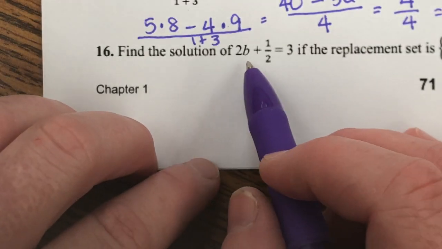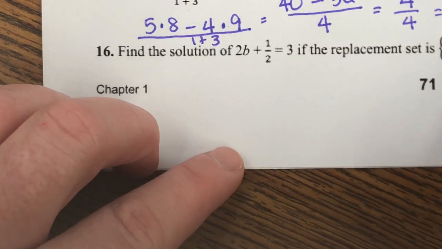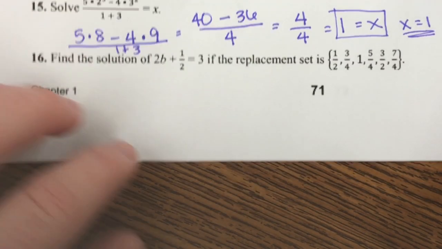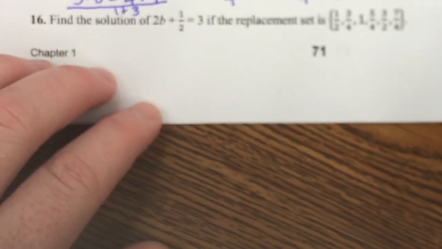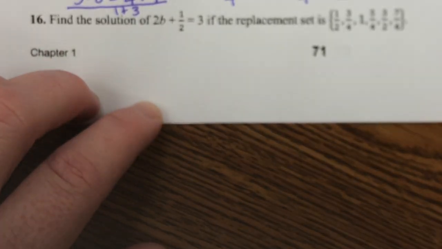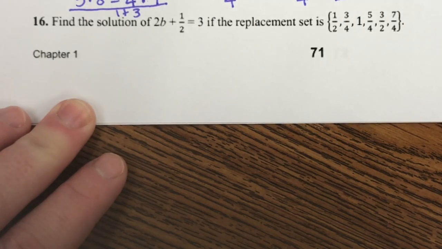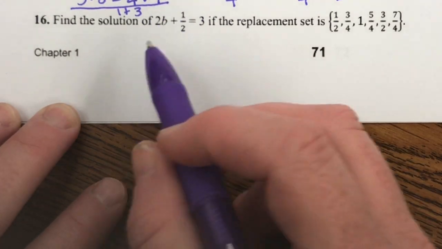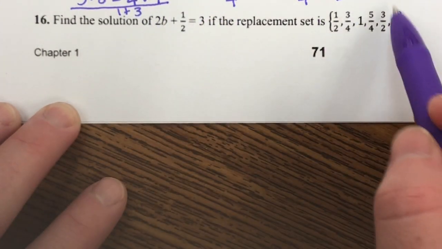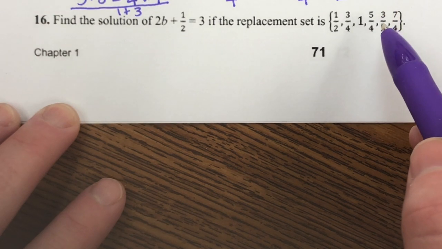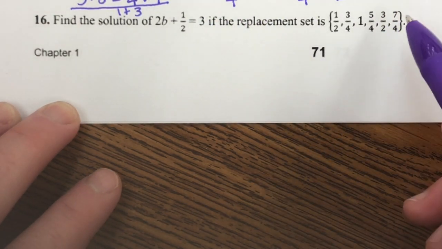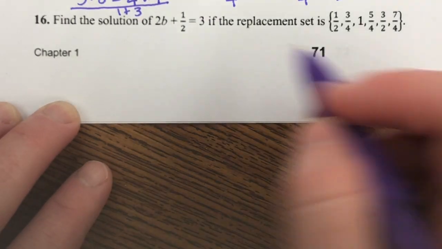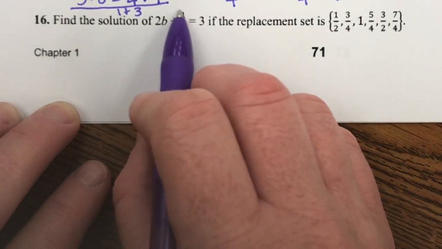Find the solution of 2b plus 1/2 equals 3 if the replacement set is given. Let me back up. Okay, remember the replacement set is just giving us choices. So we're still going to, uh-oh, we're crooked. I think my fat fingers are setting off the camera because they're closer. Okay, we're still going to solve for b, and then whatever we get for b, if it is in the replacement set, then that's my solution set. If it's not here, and none of these answers work for b, then I would say there's no solution in the solution set.